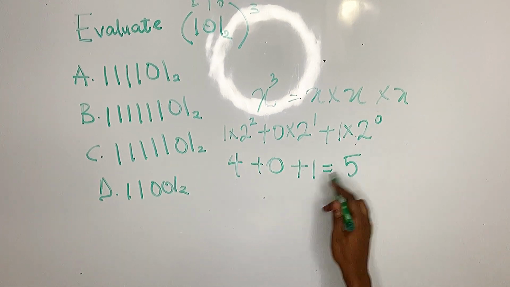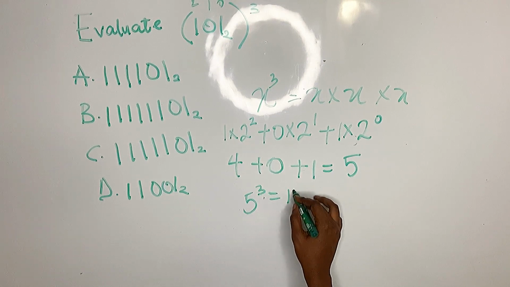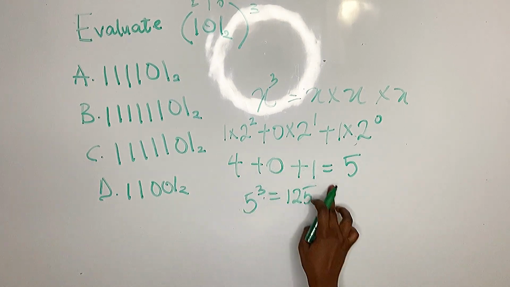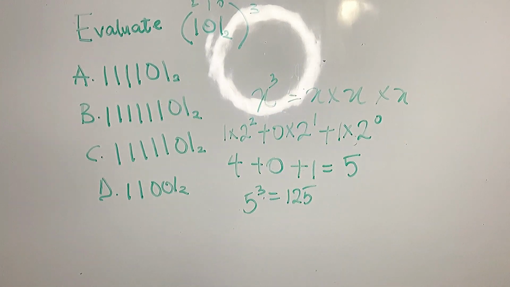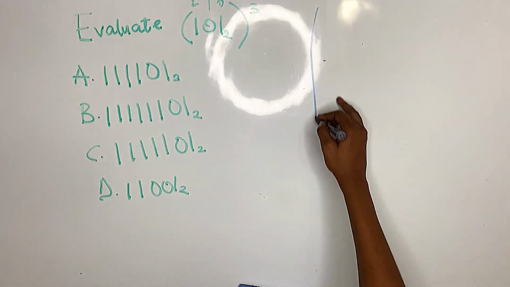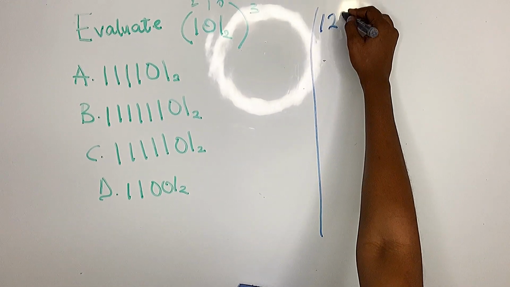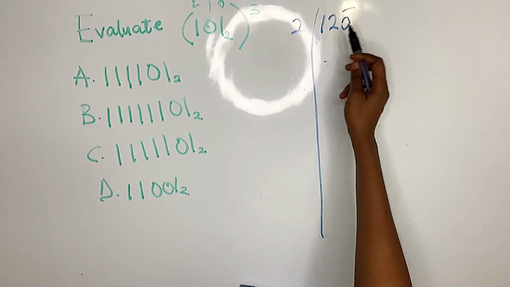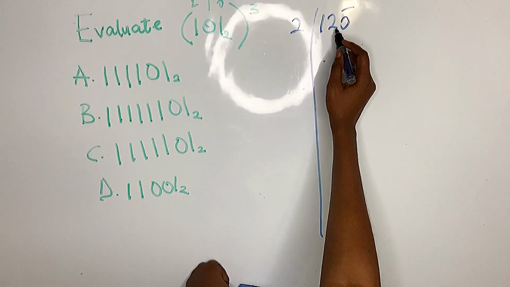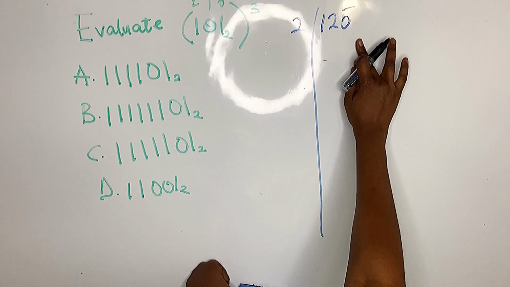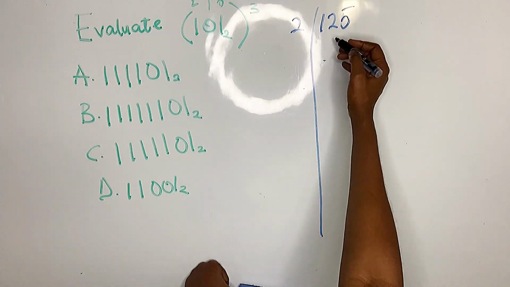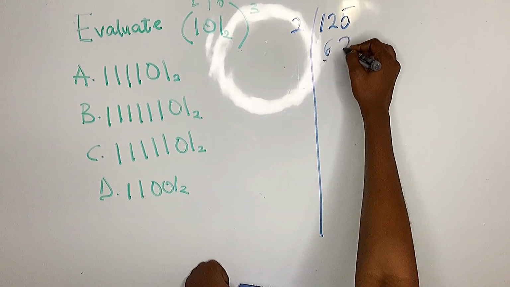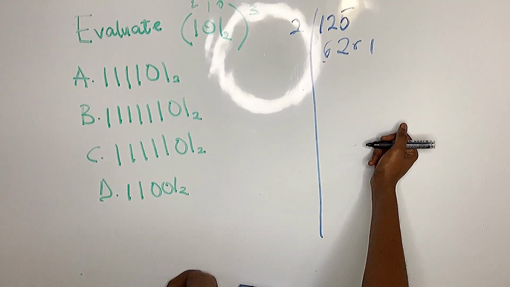So now what is 5 cubed? 5 cubed is 125. Now that we have our answer in base 10, we can convert back to base 2 to find our final answer. So let's draw a pretty long line. 125 to base 2. 2 in 125. I know that 2 in 124 should give us 62. Yes, so we have 62 remainder 1, is it not?